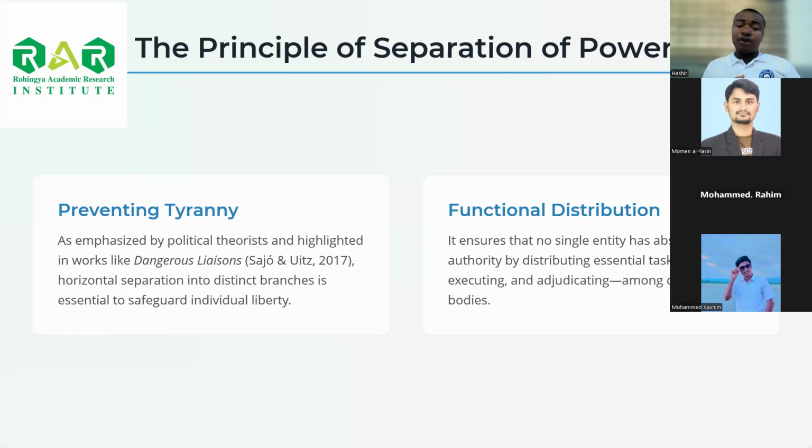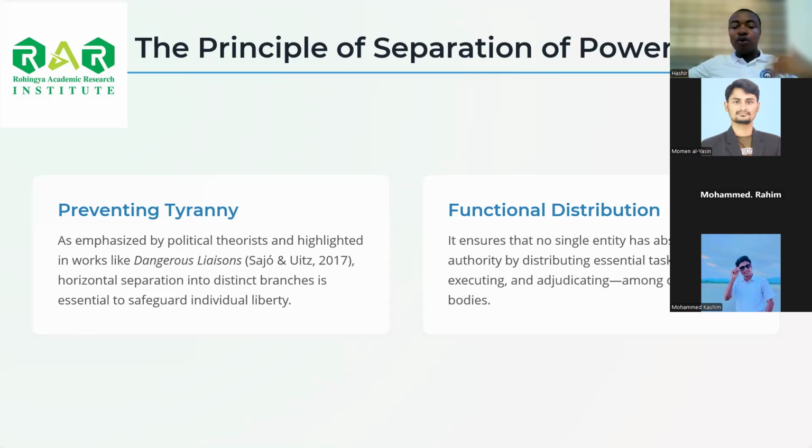So here we can talk about what we call the dangerous liaisons, by Sergio and Woods in 2017. They emphasize that political theories have highlighted that horizontal separation into distinct branches is essential to safeguard individual liberty. Why do we need separation of power?